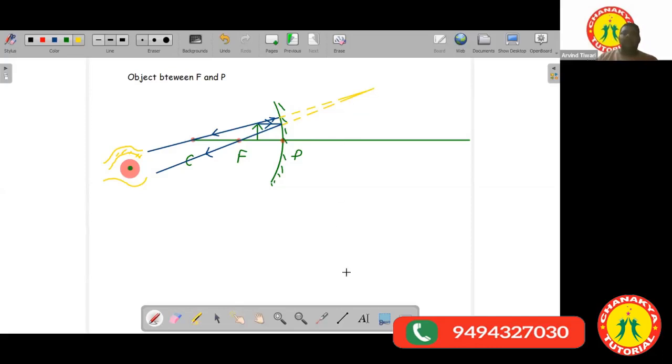Now where they meet, at that point you will draw your image. So now see, you will be getting a virtual and erect image here. So see, the ray of light started from the head part, and when they meet again, it will be the head part. You will observe here the parts A dash, B dash corresponding to the parts A and B of the mirror.